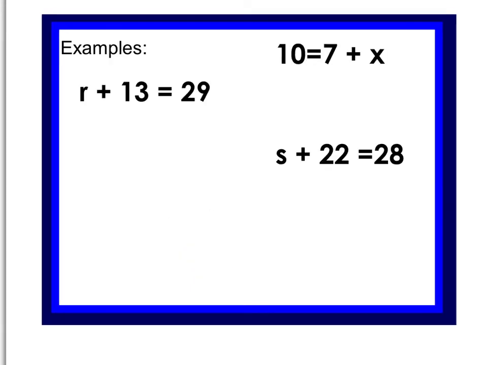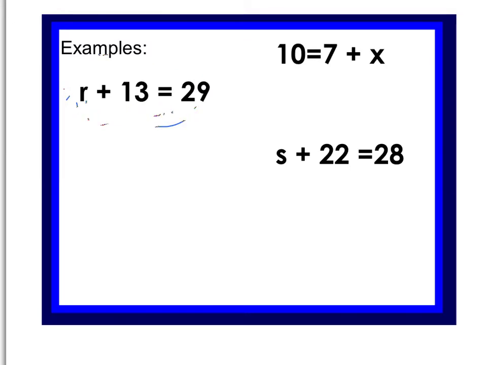All right, so here we're going to start with this example here. R plus 13 equals 29. I'm looking at the R and saying I added 13 to it, and then I got 29. So if I go from 29 and I do the opposite, minus 13, I would get what R is. So that shows me that my R would be 16.